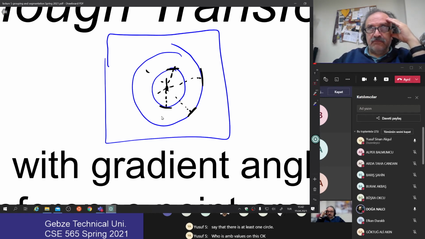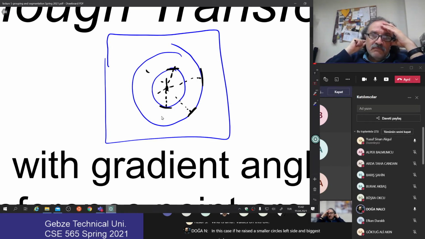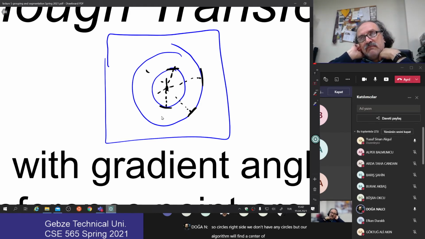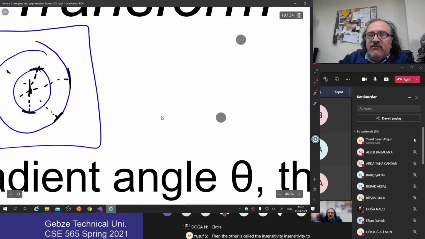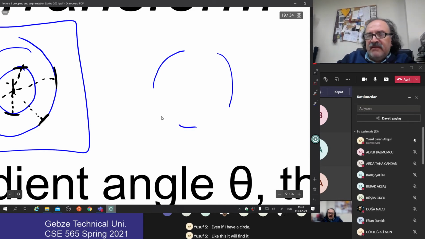Okay. In this case, if we erase smaller circles on the left side and bigger circles on the right side, we don't have any circles, but our algorithm will find the center of a circle. That's called the insensitivity to occlusions. Even if you have a circle like this, even if I have a circle like this, it will find it. It will find the center. That's a good thing.